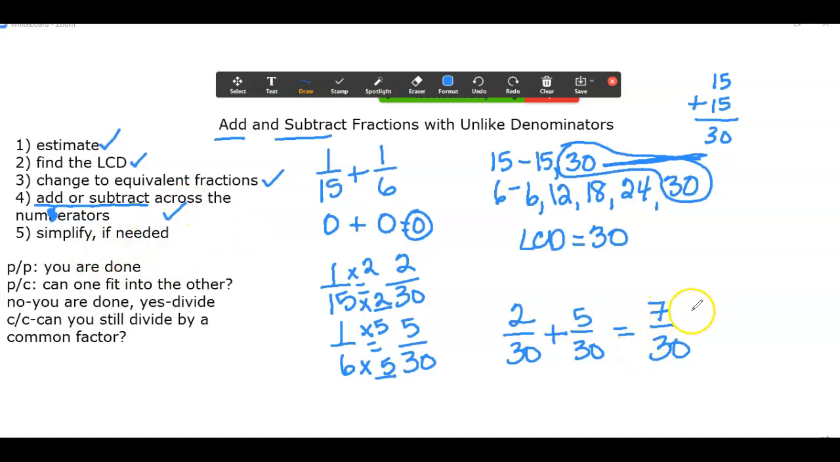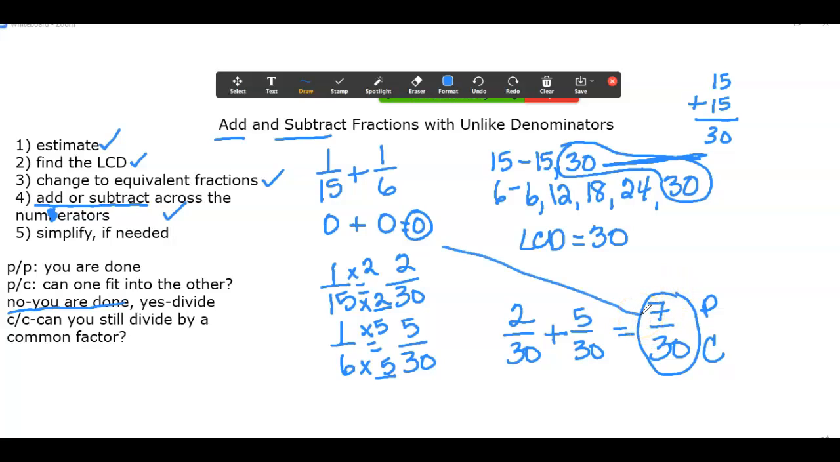Well, 7 is prime and 30 is composite. So remember, the question is, can you fit one into the other? Well, can I fit 7 into 30 evenly? Nope, then I am done. So the answer here is 7/30.